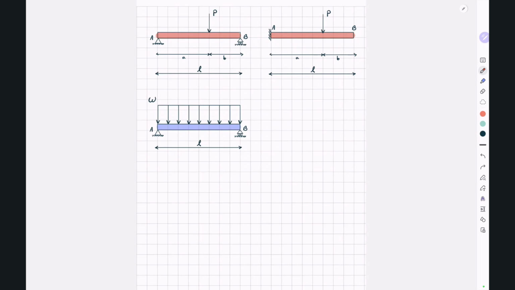In the previous videos, I showed you how you can determine the functions for shear force and bending moment of a simply supported beam and also a cantilever beam with a point load P applied at a distance A from their left support. Now in this example, we have a simply supported beam with a length of L. But this time, instead of a single point load P, we have a distributed load with a magnitude of W, which is applied over the length of our beam. And now we want to determine the functions for our Vx and Mx. Alright, let's see how we can solve this question.